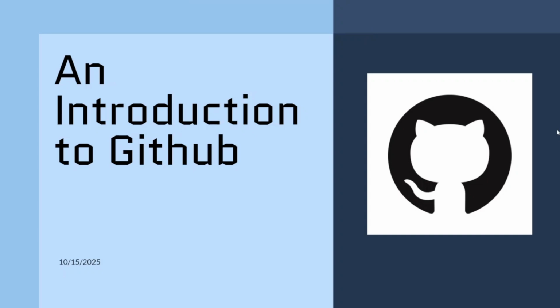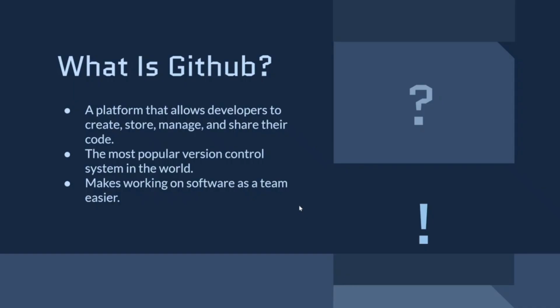As you get further into computer science and software development, you're going to run into something called GitHub. So this video is to help be an introduction to it and kind of explain basic usage and what it is. So what is GitHub? It's a platform that allows developers to create, store, manage, and share their code.